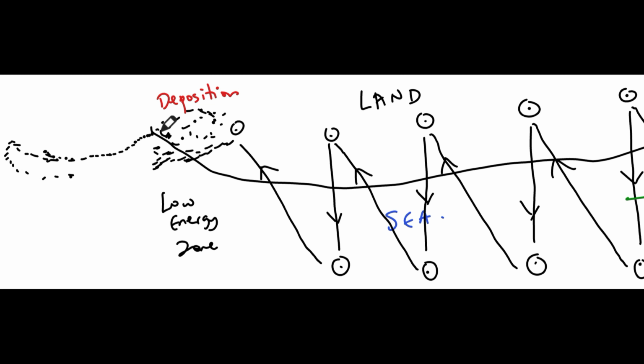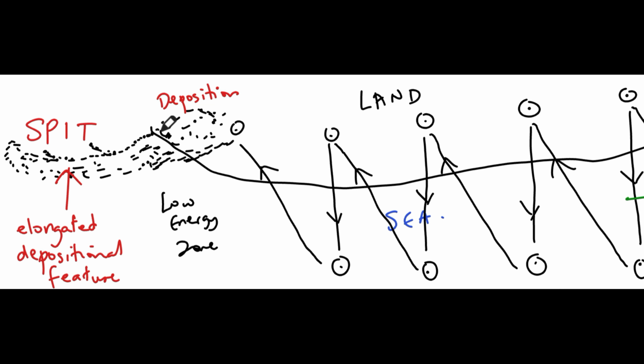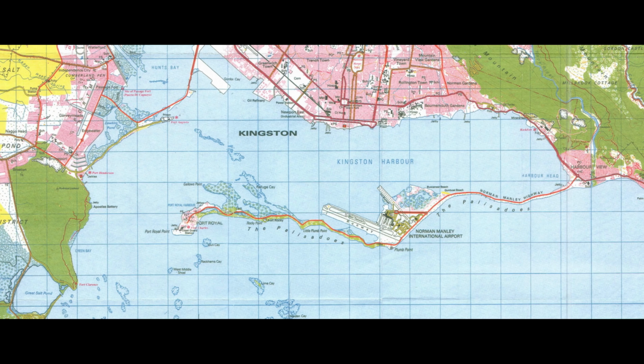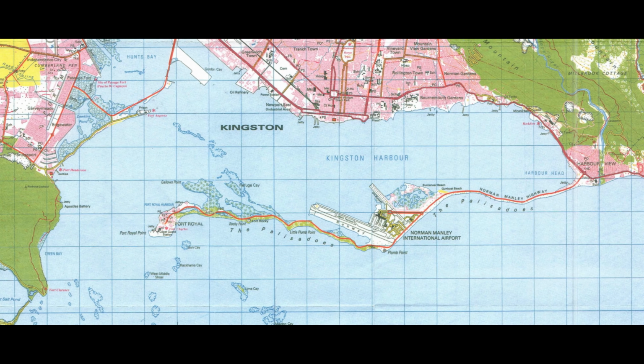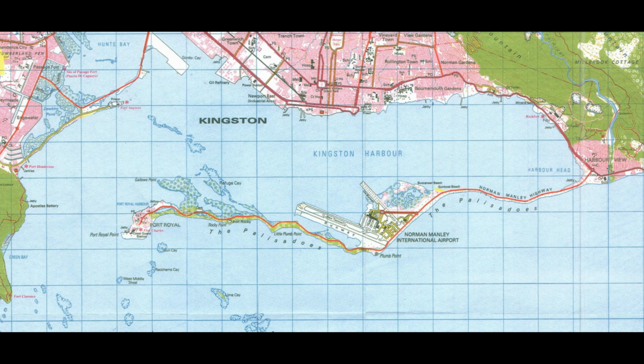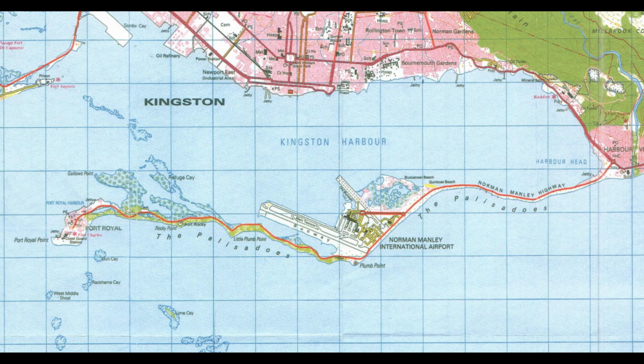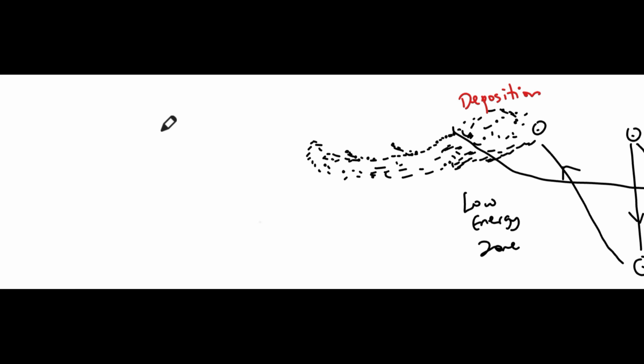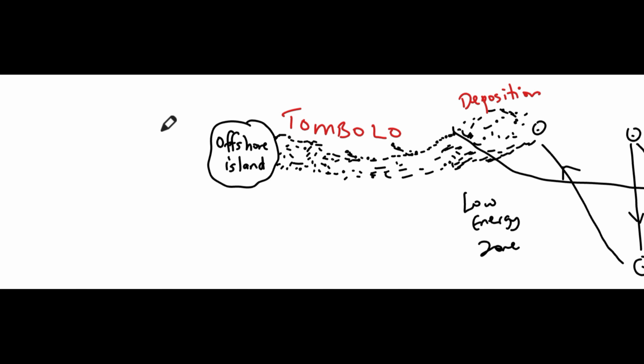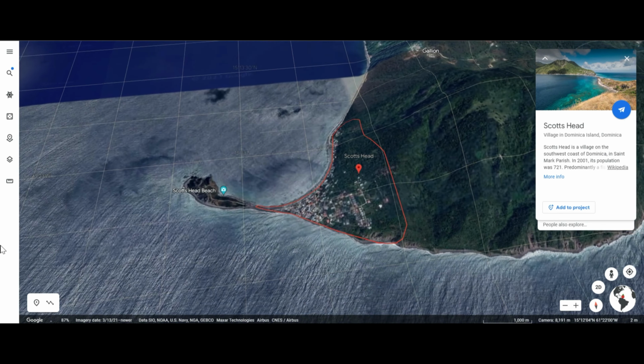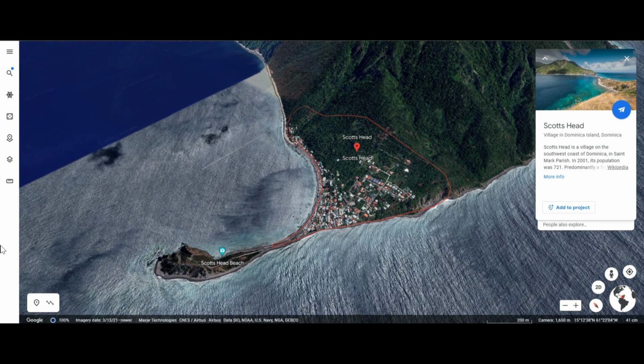A spit is an elongated feature influenced by deposition of materials or sediments from the coast, which extends out towards the direction of the sea. The Palisadoes in Jamaica is a very distinctive example of a spit, which encloses the Kingston Harbour. A tombolo is created when a spit extends further outwards, but joins to an offshore island, creating a unified landform. Scott's Head Tombolo in Dominica is a very good example.